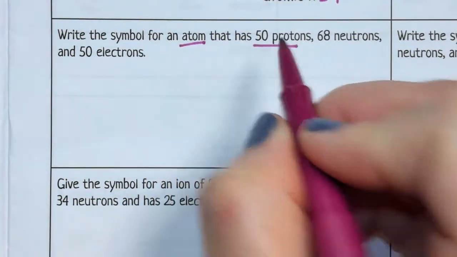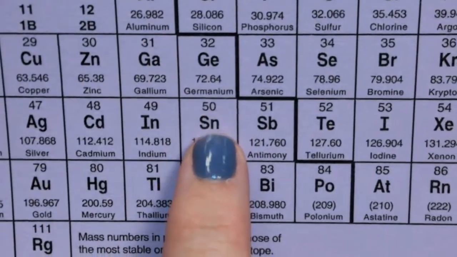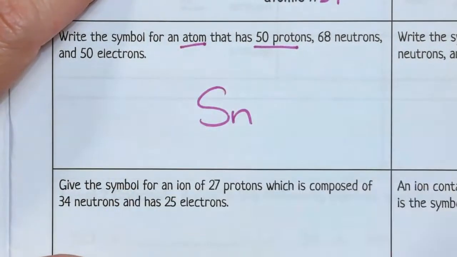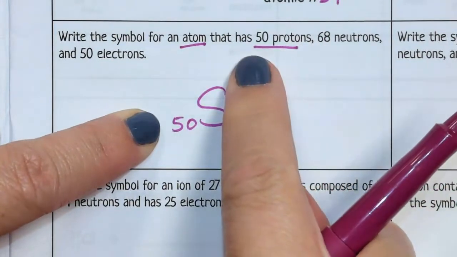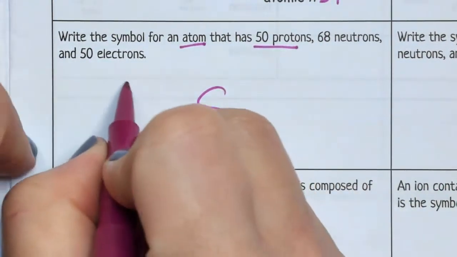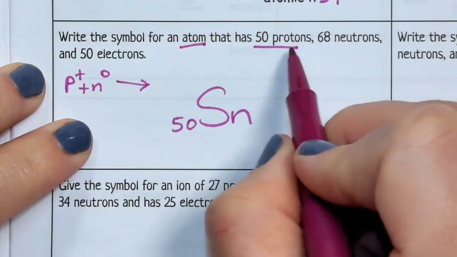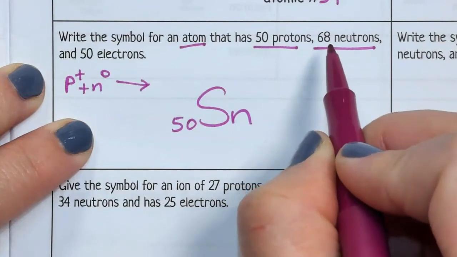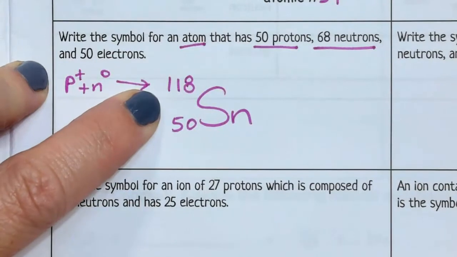So protons identifies your element, so we have to go find atomic number 50 to see that the element is tin. So this is Sn. The protons is the atomic number, so that's going to go at the bottom left. To get this number right here, I have to do protons plus the neutrons. So 50 plus 68 is going to equal 118. And that's the mass number that goes right there.